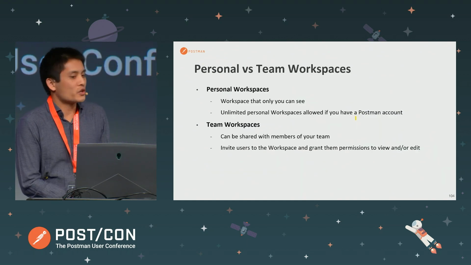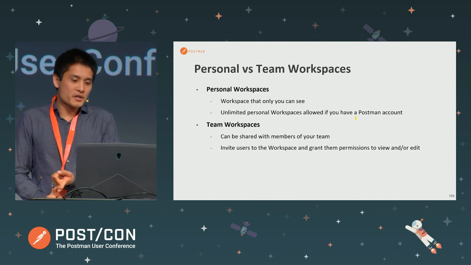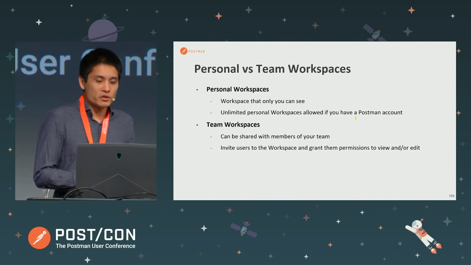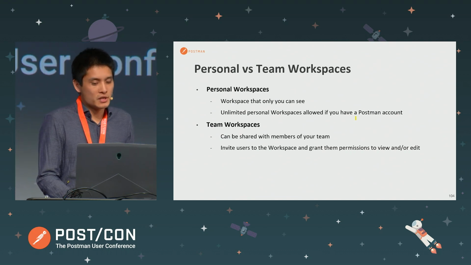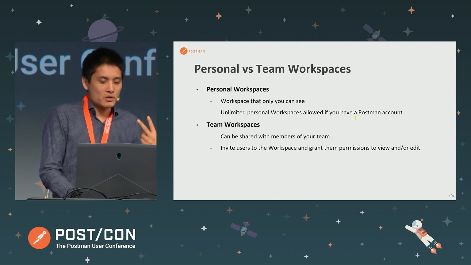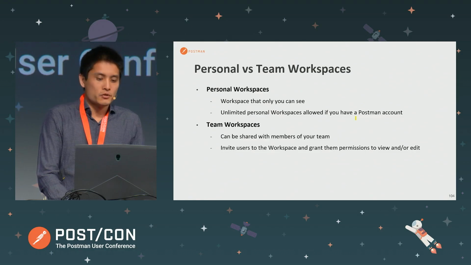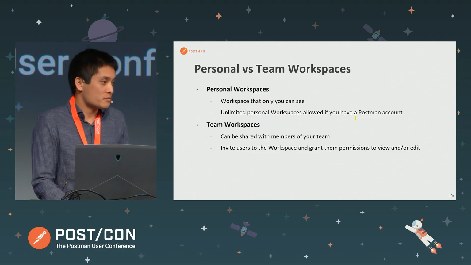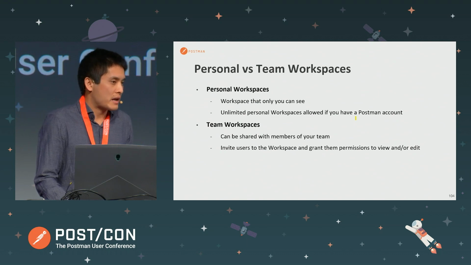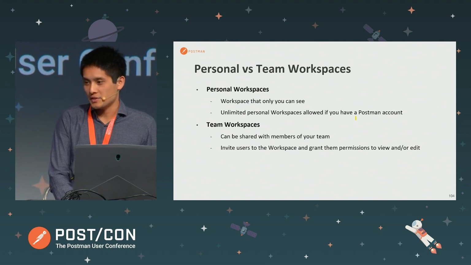There are two types of workspaces. Your personal workspaces are workspaces that only you can see, and you can have as many of those as you want. Then you have team workspaces, where you can invite and share with your team members. You invite users into the workspace, and you can grant them permissions on various collections within that workspace. You can also invite people into a personal workspace as well, but when you do that, it automatically converts to a team workspace.